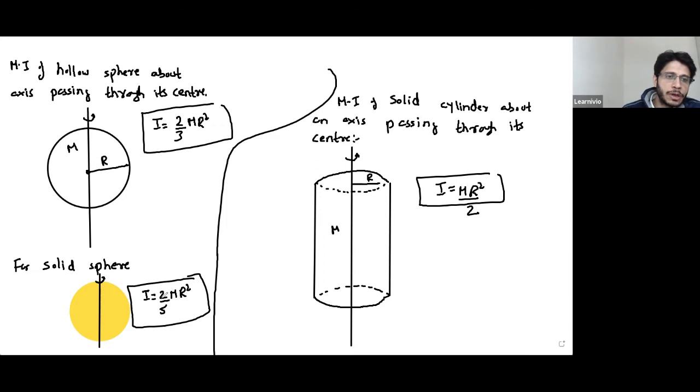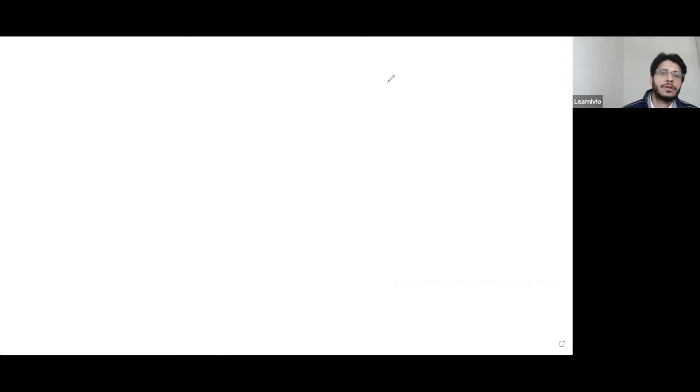See, this is 2 by 3 and 2 by 5. 2 by 5 is smaller. So the sphere having this 2 by 5 moment of inertia will rotate easily. So solid sphere will rotate easily. Clear? So these are few shapes whose moment of inertia you should remember: ring, rod, disc, cylinder, and sphere.